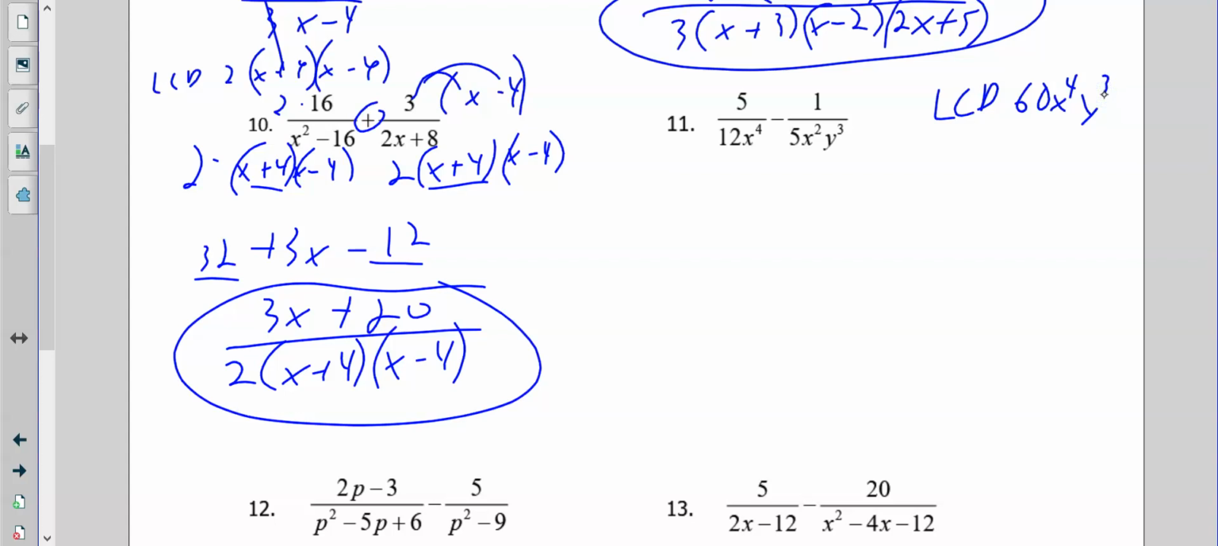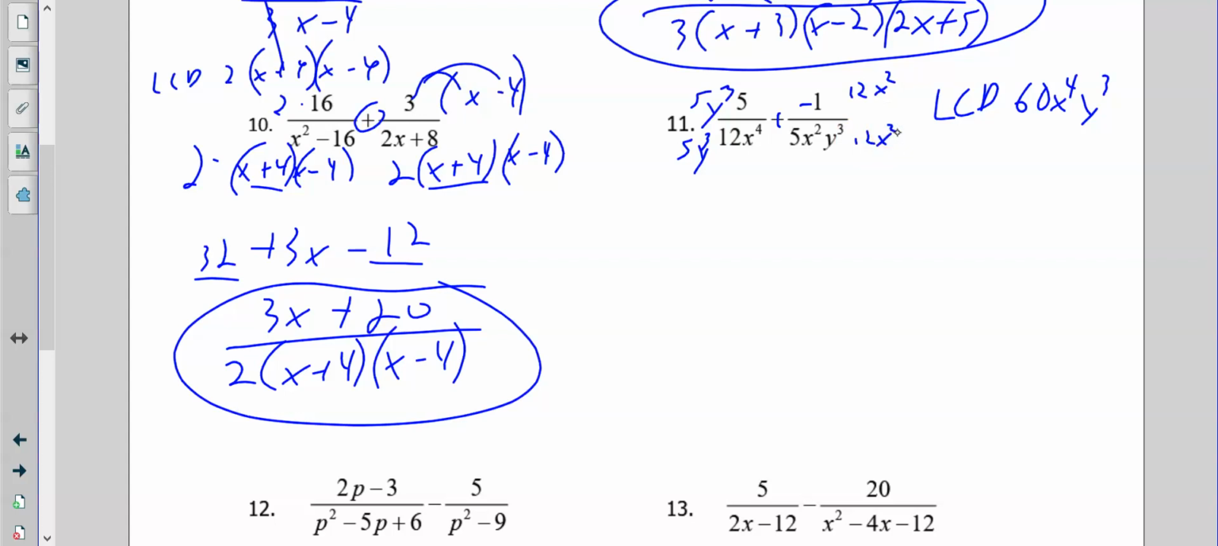Now we just look. For 12, I need a 5. X to the 4, I got it. I also need a y cubed. And that's it for the left. Notice I have a minus sign, so I'm going to put that right there. 5 times 12, I need that. x^2, I need that. And y cubed, I got it. So I need to write 12x squared here again.